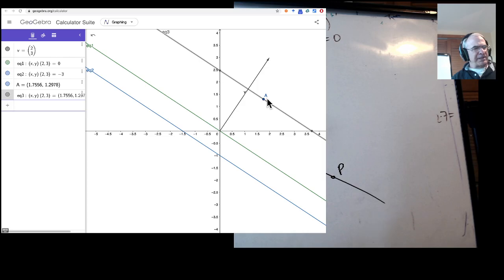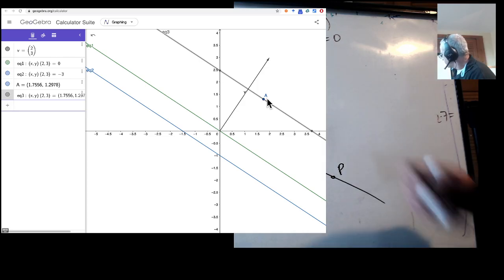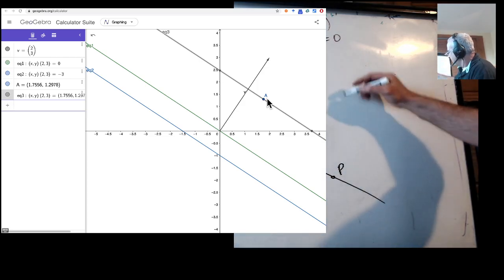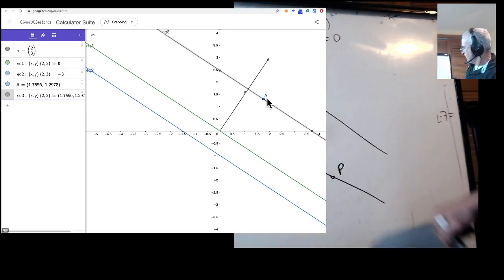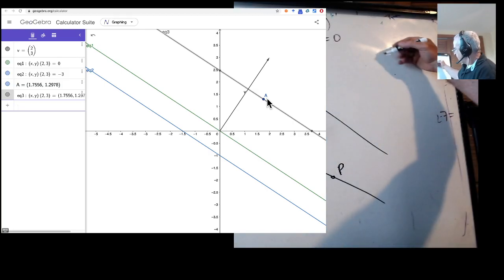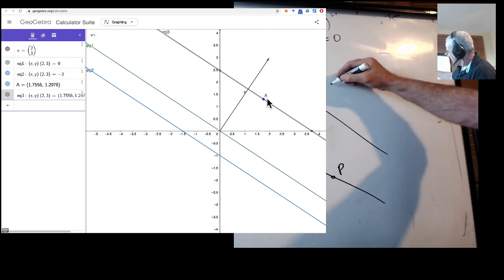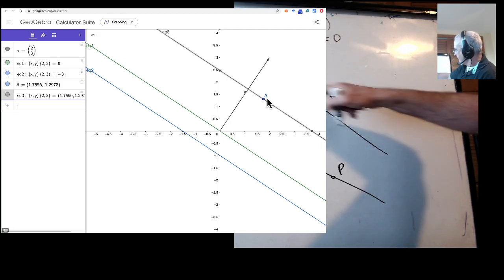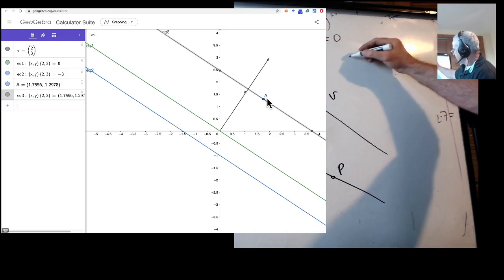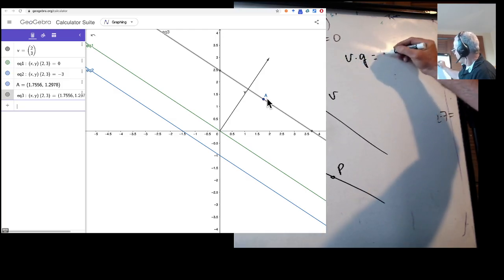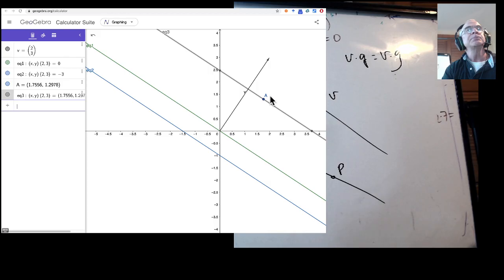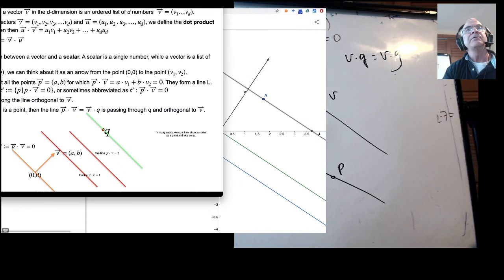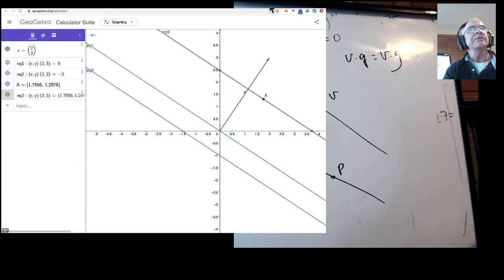And the proof of it is very simple, because obviously if the point Q is on this line, and this is a line orthogonal to it, then you first need to check that, well, v times q equals v times q. This is usually correct, that v times q equals v times q.